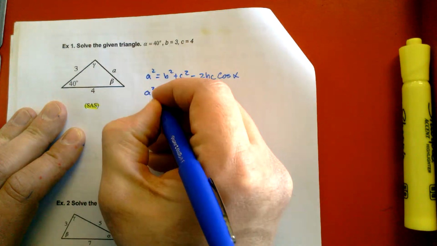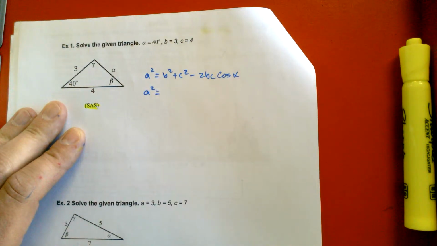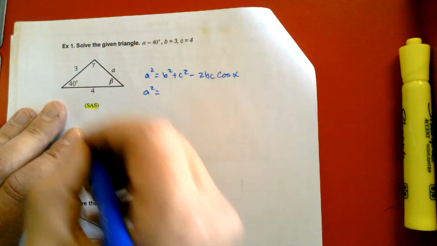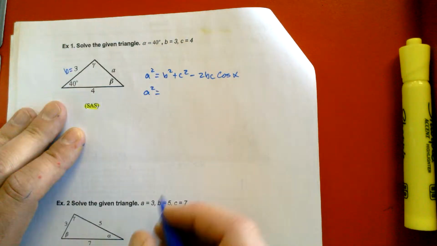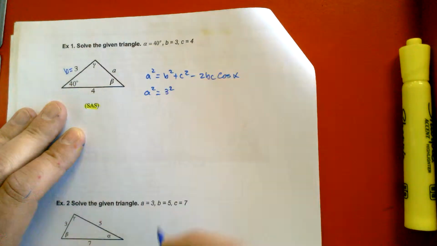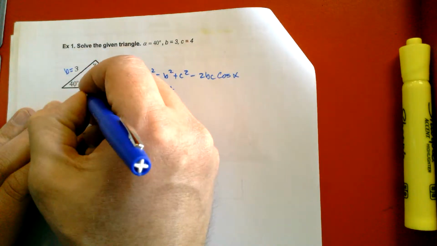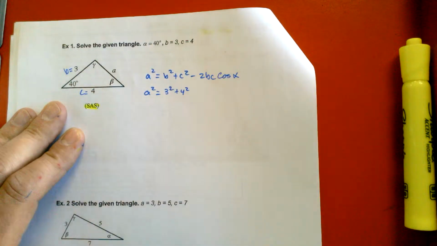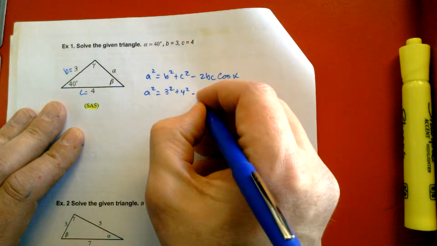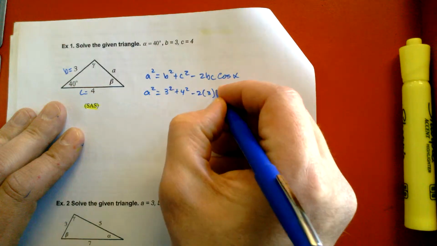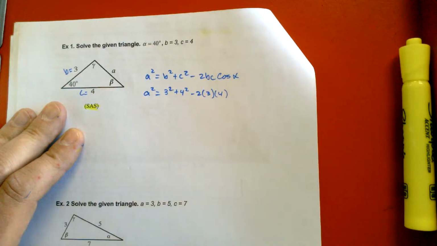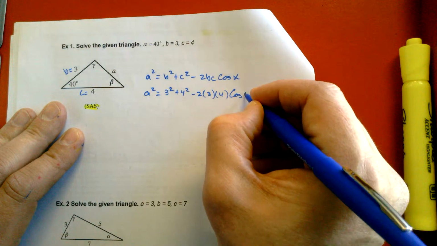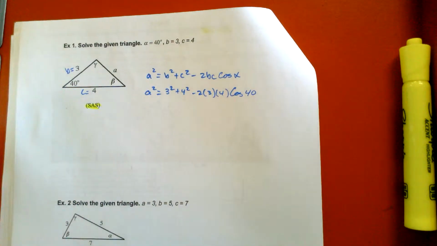Plug it in. Go ahead and plug in the stuff. In this case, across from beta is little b, so that's 3. Across from gamma is c, so that's 4. Minus 2 times 3 times 4, and the cosine of alpha, which is 40 degrees.